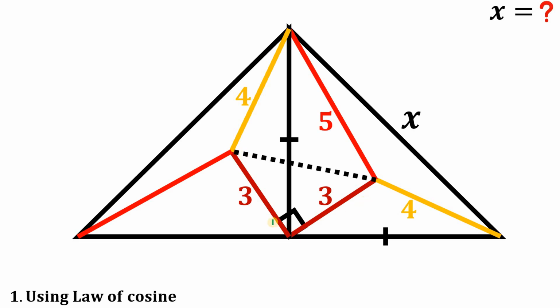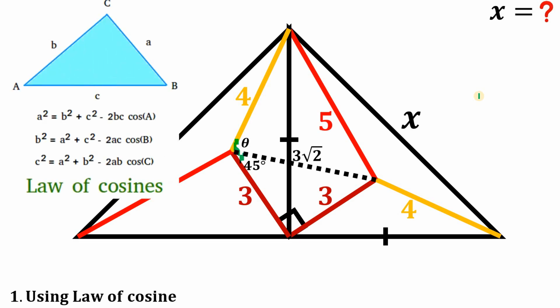Now, since this is an isosceles right triangle, this angle right over here must be equal to 45 degrees, and the hypotenuse is simply equal to square root of 2 times the length of the side of this triangle, which is 3 times square root of 2. Now, let's call this angle theta. And now, we can use what we call the law of cosine.